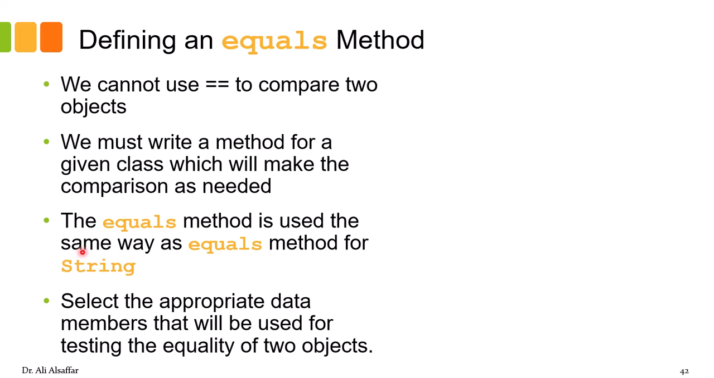The equals method is used the same way as the equals method we used for a string, and I will show you how it is used and how we are going to write one for our classes. Now, if you want to compare two objects, you have to go inside the data of the class and see which data you want to use for comparing. So select the appropriate data members that will be used for testing the equality of the two objects.